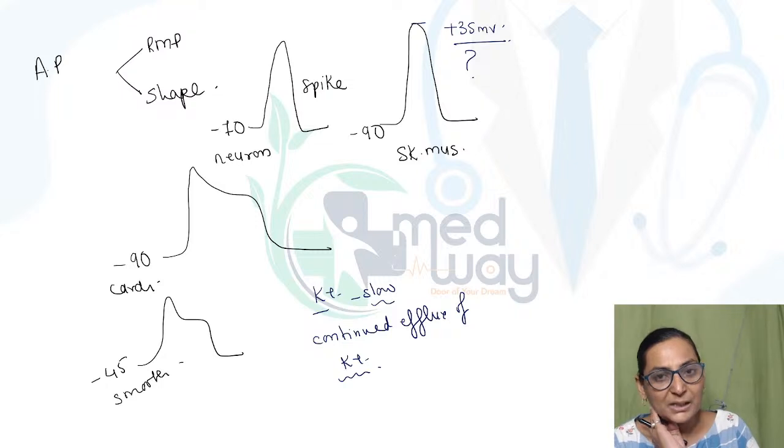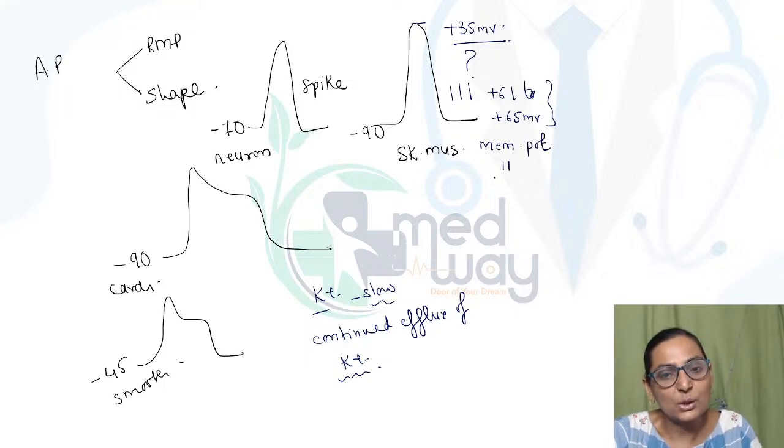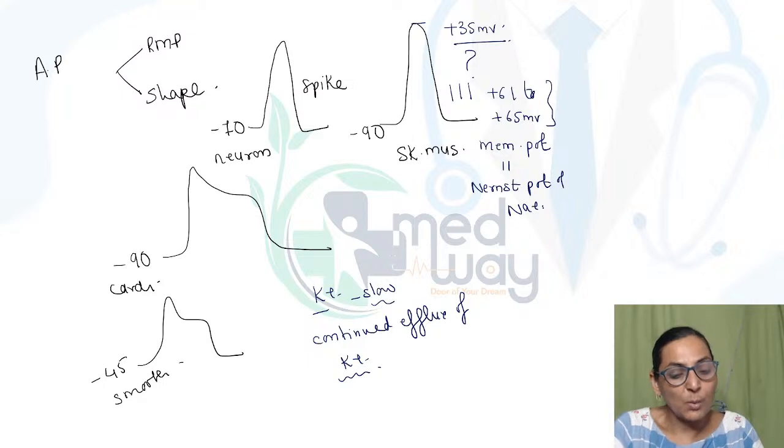If the sodium channels do not close at plus 35, the sodium ions will come inside till the membrane potential becomes plus 61 to plus 65 millivolts. That means the sodium ions will come inside till the membrane potential becomes equal to the Nernst potential of sodium ions. So what did I tell you?